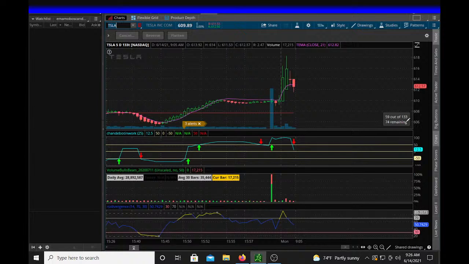59 out of 133 remaining, okay, for that bar. Looks like we're going down, though. Okay. Looks like more sellers than buyers, so we're putting in those puts. All sellers.